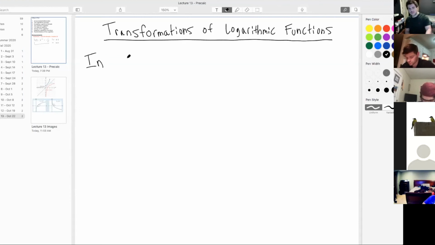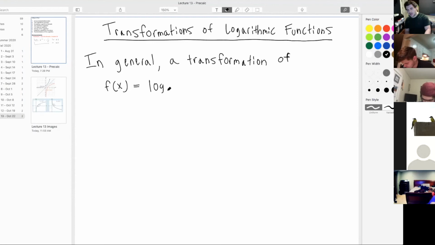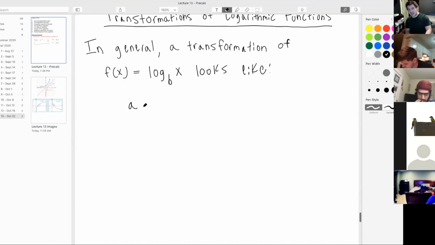So here we go. So in general, a transformation of f of x equals log base b of x will look like what? Well, this should look sort of familiar. We'll have a times log base b of x plus c, and then plus d on the outside.